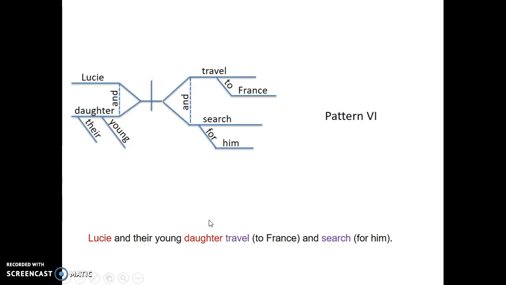Okay, almost there. Lucy and their daughter is our compound subject. Young is describing daughter, not Lucy, so it goes under the daughter. Then we have it attached to the main line to show that it's the main part of our diagram. And then we have a compound verb too. So we immediately branch off into another bracket. Travel is our action verb, and search is another action verb. They're both followed by prepositional phrases, so they don't have direct objects. So you put those under the verbs, and they are both pattern 6s.